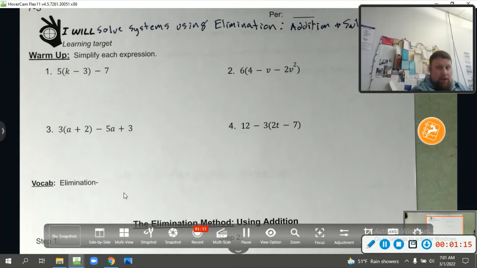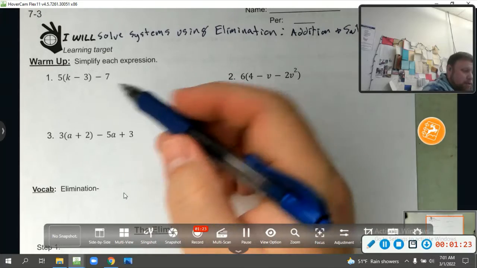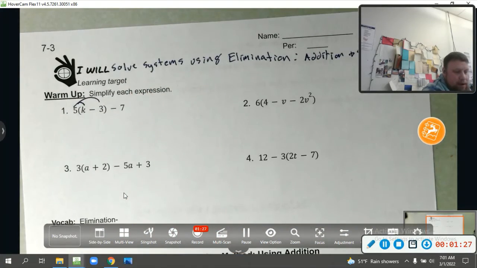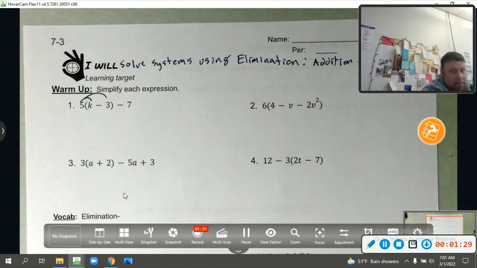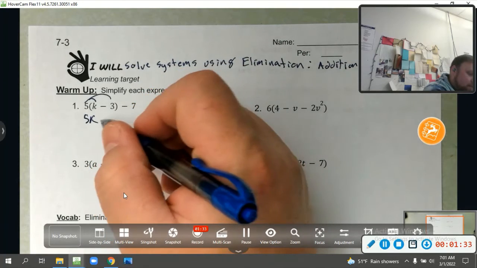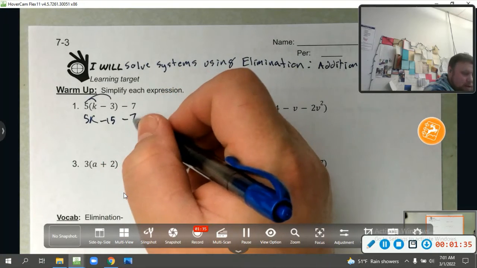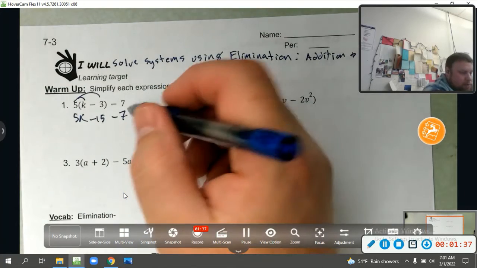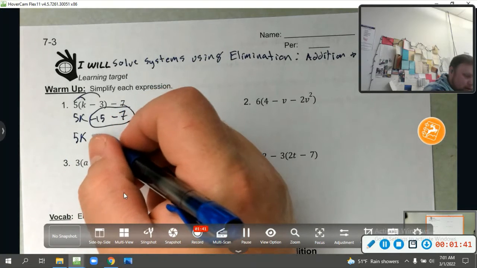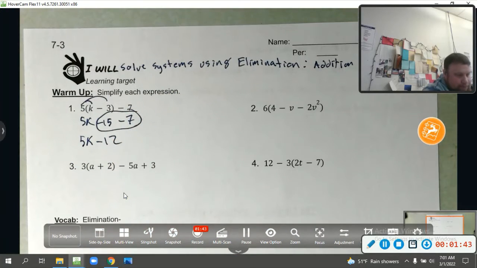Awesome. Pause this if you need more time. And without further ado, let's get into this. Okay, simplify each expression. We've got to distribute. Simplify does not mean solve, by the way. Simplify just means make it simplest form. So I'm going to have 5k minus 15 minus 7. Combine like terms, which is minus 15 minus 7. So that is 5k minus 12. Awesome.